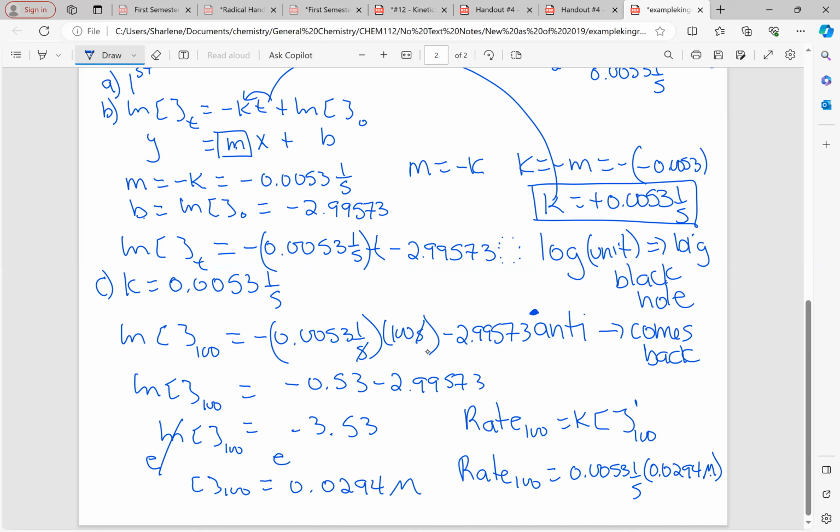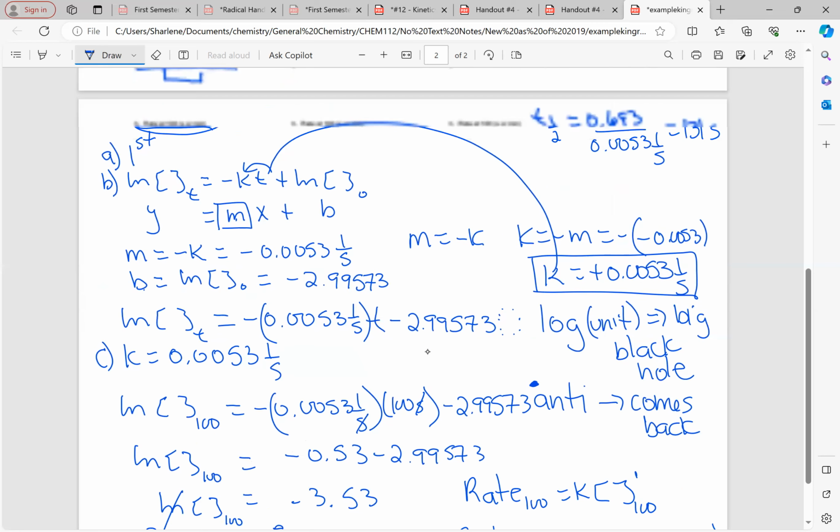If we're finding a rate, the units are always concentration over time. So I have the correct units. And so now it's a matter of plug and chug. And my answer is the rate at 100 seconds is 1.56 times 10 to the negative 4 molarity per second. Oh, there's one of the example problems that I have for you.